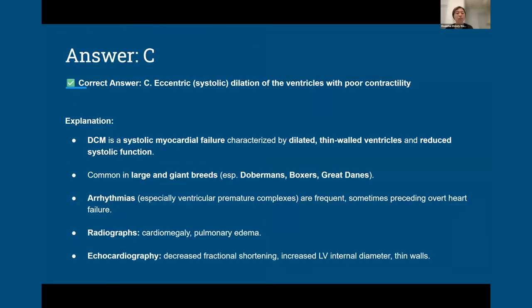So, as we just chatted about, the correct answer will be C. You're thinking of the eccentric systolic dilation of the ventricles with poor contractility because, as we said, Dobermans are very, very prone to DCM, and the DCM pathophysiology is because of the systolic myocardial failure that's characterized by a dilated thin wall ventricle. And the arrhythmia, I was chatting about, is very frequent, and we can often see a VPC on the ECG.